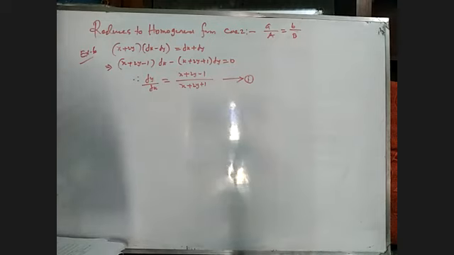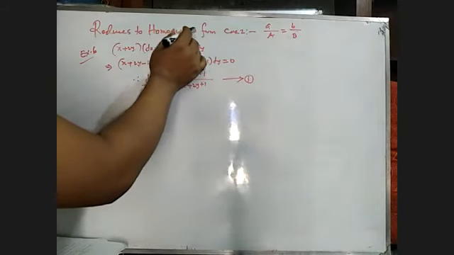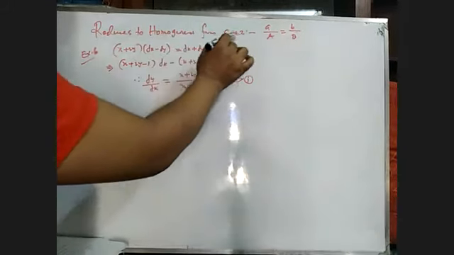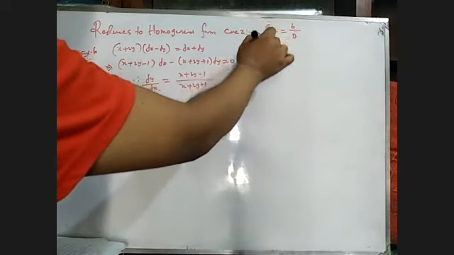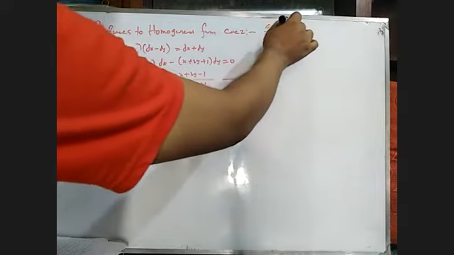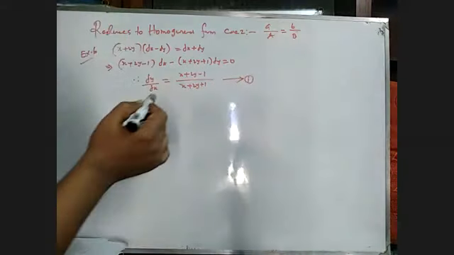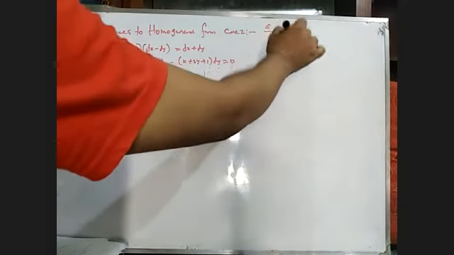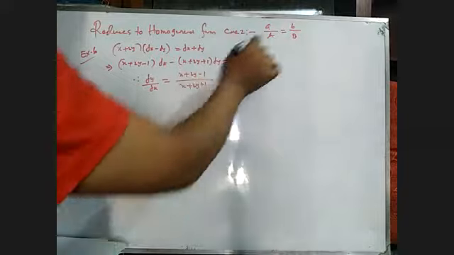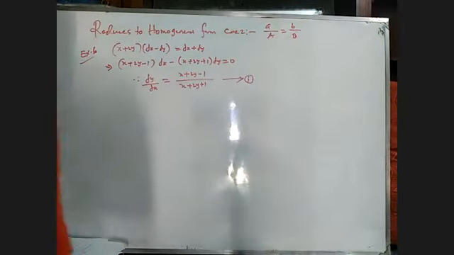Now another form of reduces to homogeneous equation of differential equation of first order and first degree. Case 2: if the coefficient of x and the coefficient of y in both numerator and denominator are equal. This is the x coefficient and this is the y coefficient. In that case, how can we solve these types of differential equation?